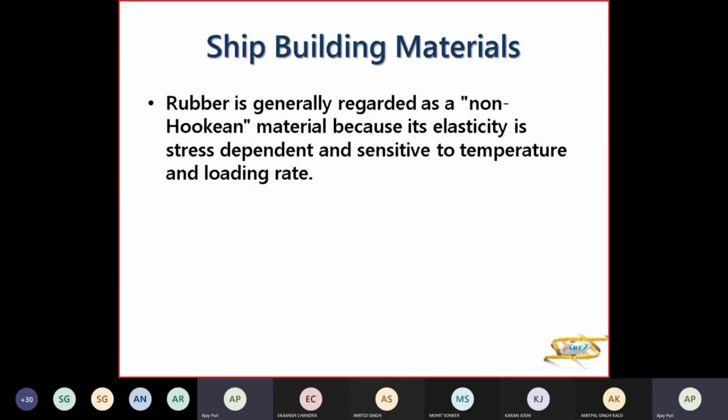Rubber is basically non-Hookean because it doesn't follow Hooke's law, because the elasticity is stress dependent and is sensitive to temperature and loading rate. So if your temperature rises, it will stretch. If the loading rate increases, it will stretch. So there you have to be very careful of your hoses.